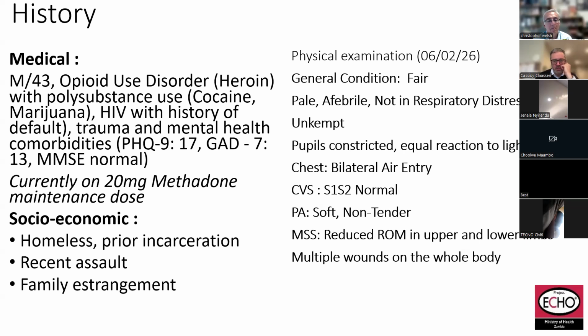So he's currently on 20 milligrams of methadone, which is a supervised dose daily. Unfortunately, his first visit to the clinic was on the 5th of January 2026, but to date, he's only received about 15 doses. So socioeconomic history is that he's homeless, has a history of prior incarceration, the recent assault, which happened in December and again in January, and also family estrangement. So this is a client who initially was stable, had a good job, but unfortunately got separated from his wife. He also has 2 children.